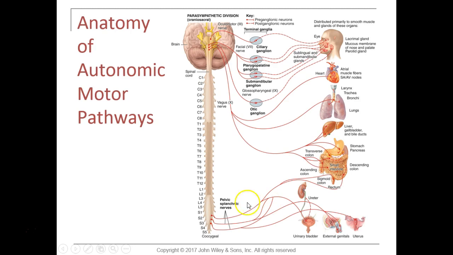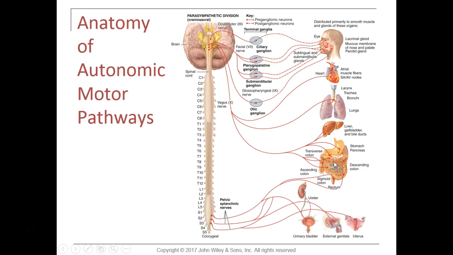The other thing I can see again is that some of these red lines are solid, but some of them are dotted. So these solid red lines are the myelinated axons of the preganglionic neuron. The dotted red lines are the unmyelinated postganglionic neurons.